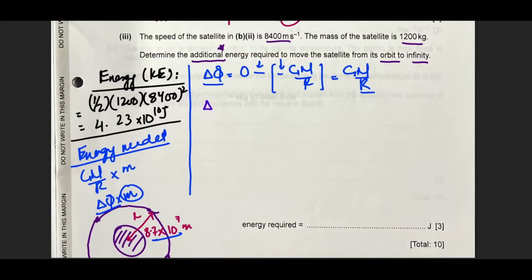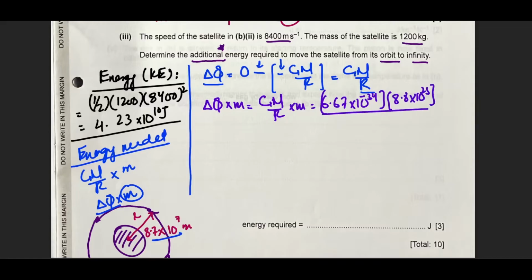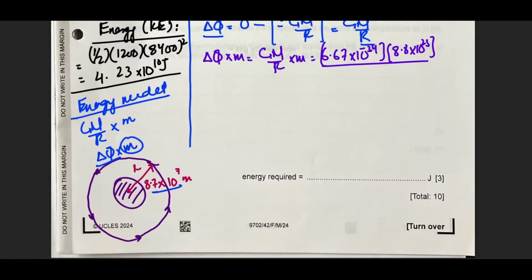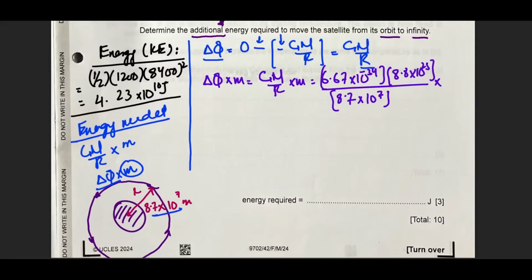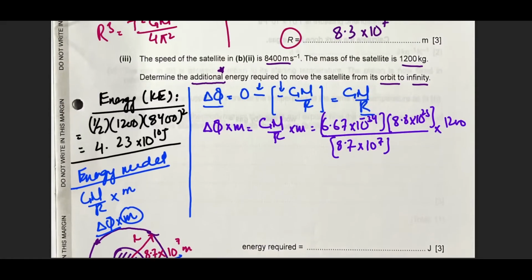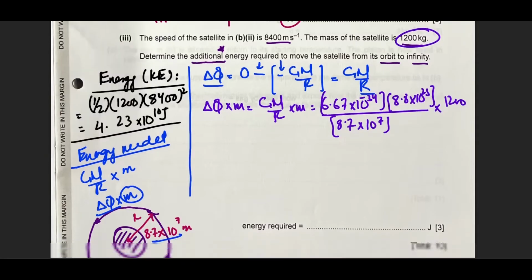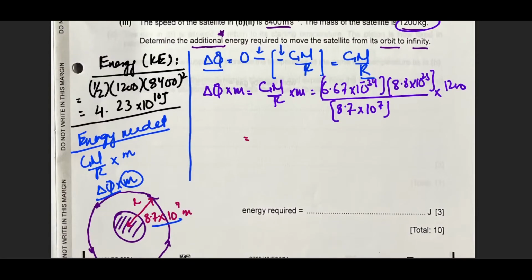So let's calculate this. The change in potential multiplied by mass equals GM over r multiplied by mass, which is 6.67 into 10 raised to the minus 11, mass of the planet 8.8 into 10 raised to the power 25, divided by r, the distance at this point, which is 8.7 into 10 raised to the power 7. All of this is multiplied by the mass of the satellite, which is 1200 kilograms as given in the question. So in this space, this mass is being moved. How much gravitational potential energy is required to do so? When you calculate this, your answer comes out as 8.4 into 10 raised to the power 10 joules.